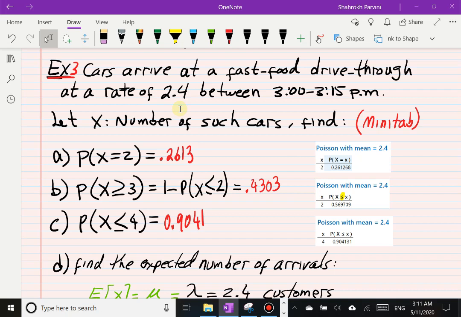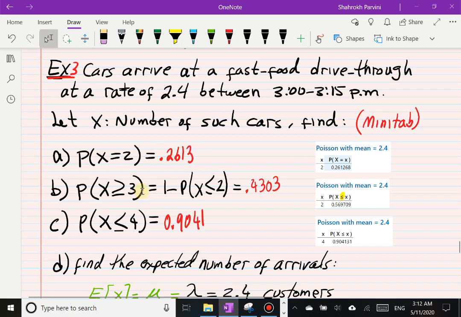So here, if I let X be the number of such cars, and I'm using Minitab, we want to do parts A, B, C. Find the probability of exactly 2 cars arriving between 3 and 3:15. The probability that at least 3 cars will arrive. The probability that no more than 4 cars will arrive between 3 and 3:15.